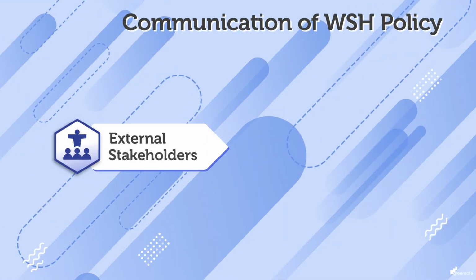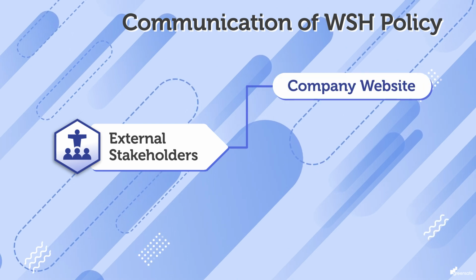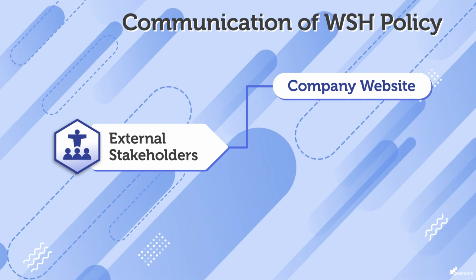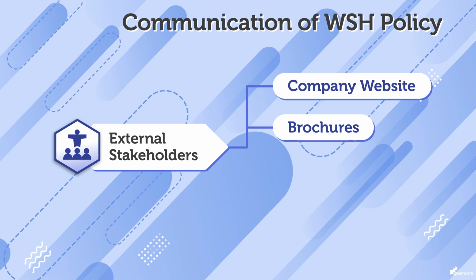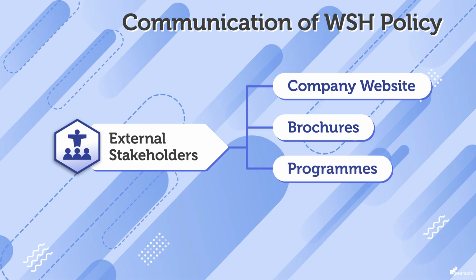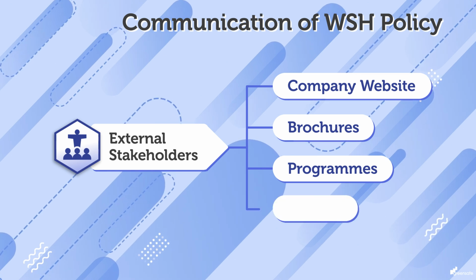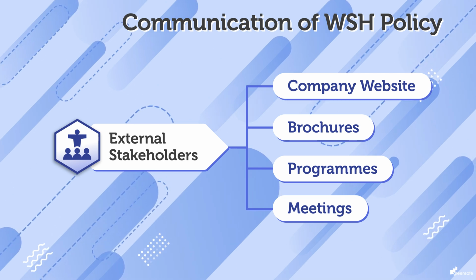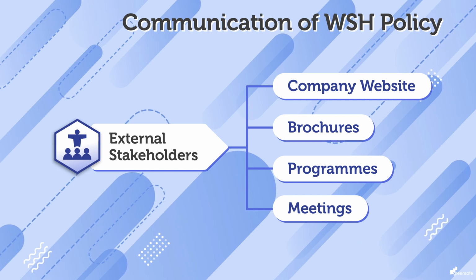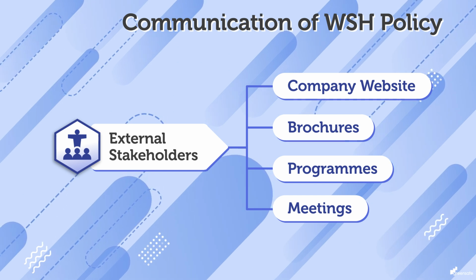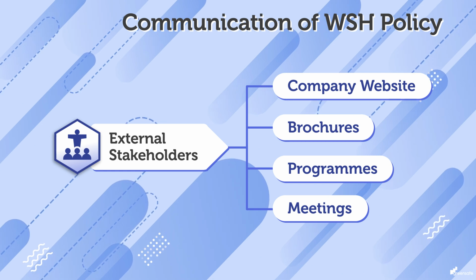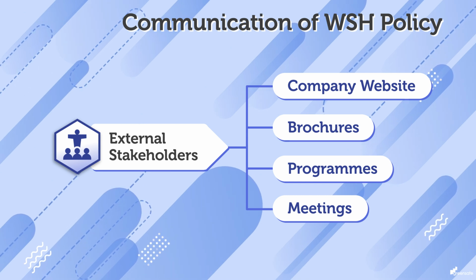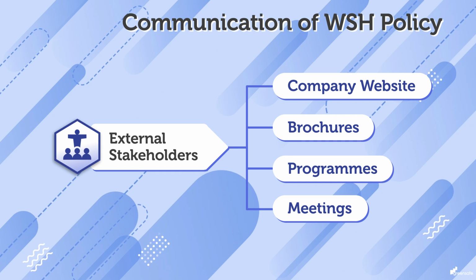For external stakeholders, we can use our company website to communicate with them on our WSH policy, and we could also use company WSH brochures. In addition, safety orientation programs and WSH coordination meetings can be done too. These are all viable methods in which we can reach out to them and communicate with them on our organization's WSH policy. Again, it is up to your decision on which to use for better communication and to ensure they are being notified. You can even use both methods.